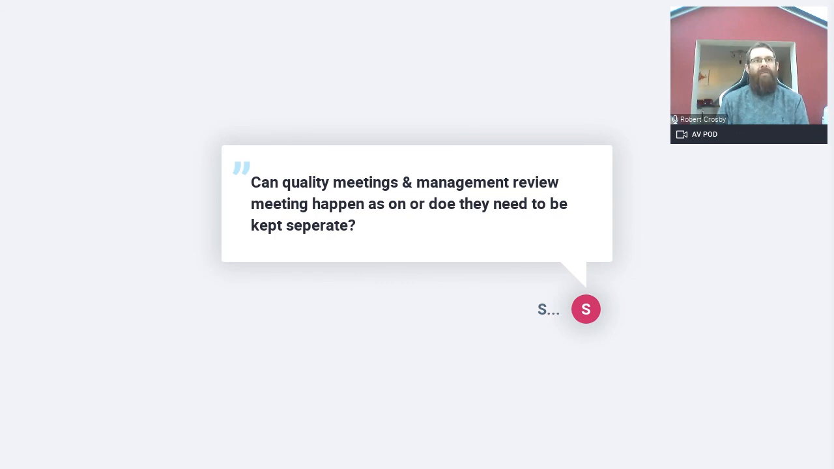Can quality meetings and management review meetings happen as one, or do they need to be kept separate? So, good question, Steve. Generally speaking, quality meetings may be held on a day-to-day basis. It might be a set meeting on a monthly basis, or however the organisation chooses to do that. Some organisations will hold quality meetings more often because they're more critical. When you're producing food, particularly, or components for people like the Ministry of Defence, for example, you're probably going to be having quality meetings a lot more frequently.